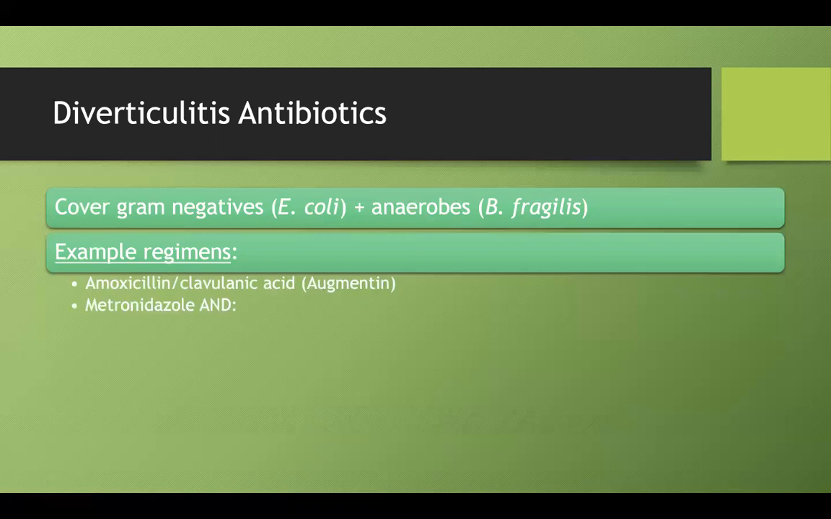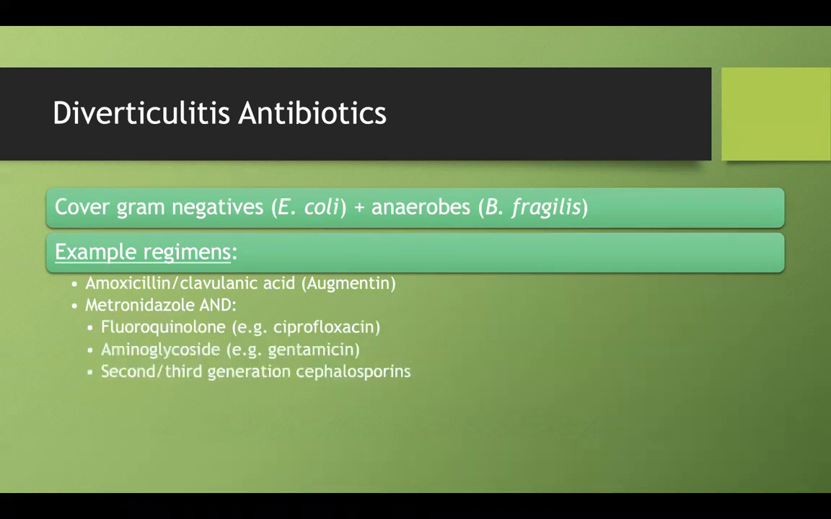And then what they like to test more though is they like to give you metronidazole, which covers your anaerobes generally, and you can take it with the fluoroquinolone, which will cover the gram negatives, an aminoglycoside, or a second or third generation cephalosporin like ceftriaxone. So they like to give you some sample regimens. They'll keep it simple, and just remember that the metronidazole is your anaerobe coverage, and then these would be your gram negatives.